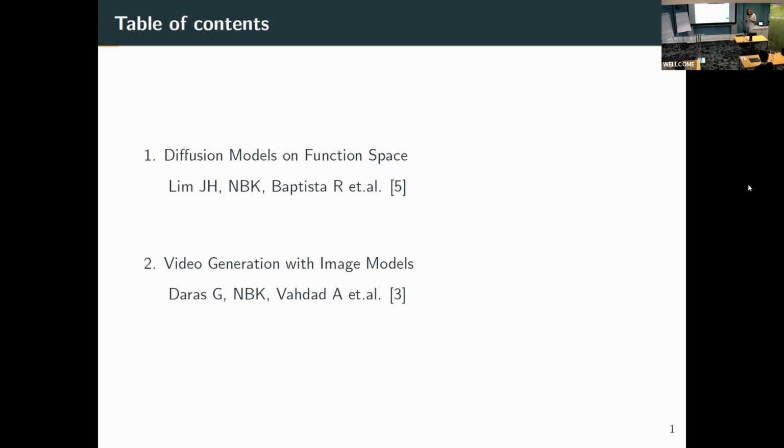So I'm going to just take a model which can only generate images, and I'm going to try to adapt it in some way so that I can actually generate temporally consistent videos. Okay, that will be the idea. And this is some work with Giannis Daras, who is doing a PhD at UT Austin and was an intern at NVIDIA, as well as mainly Arash Vahdat, who is also at NVIDIA.